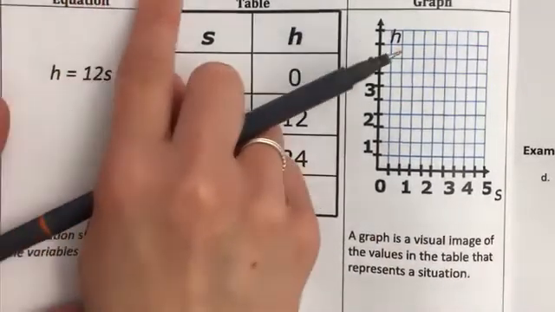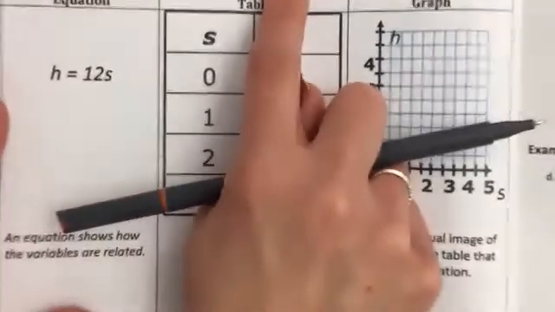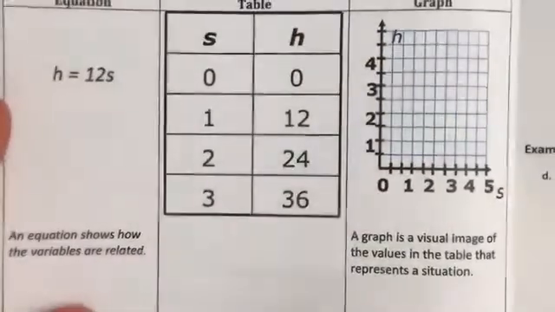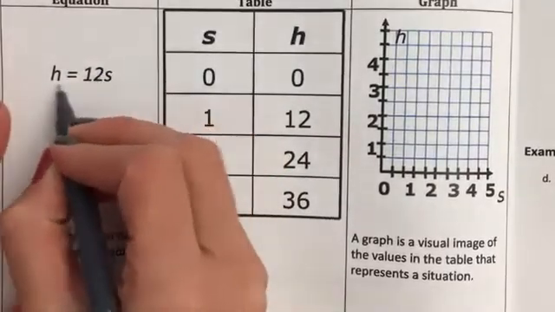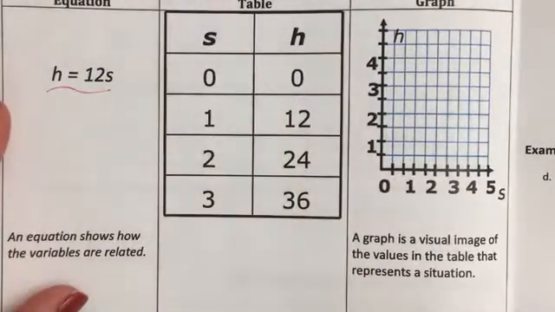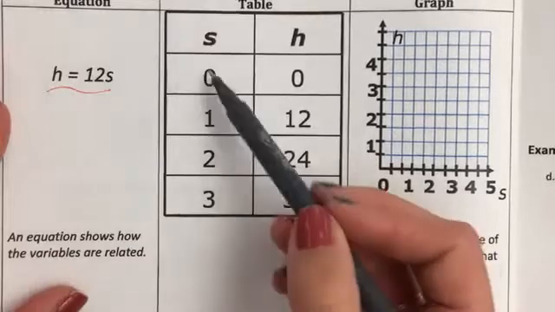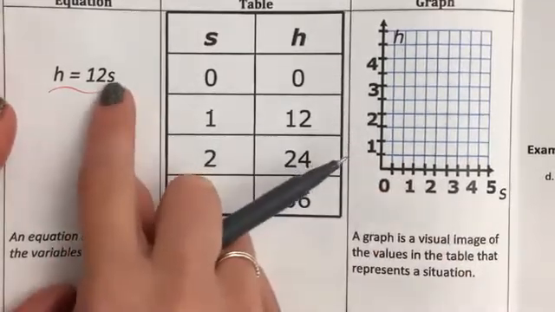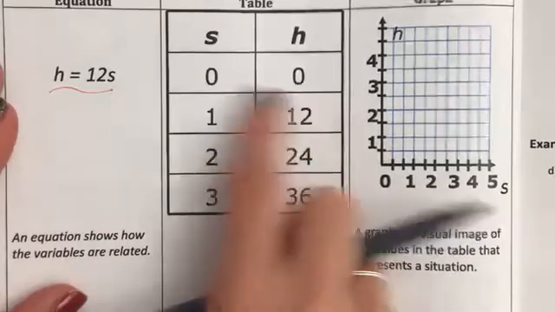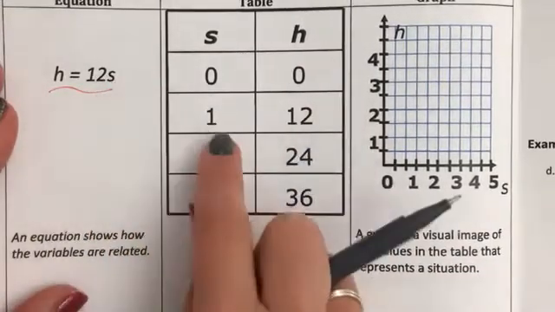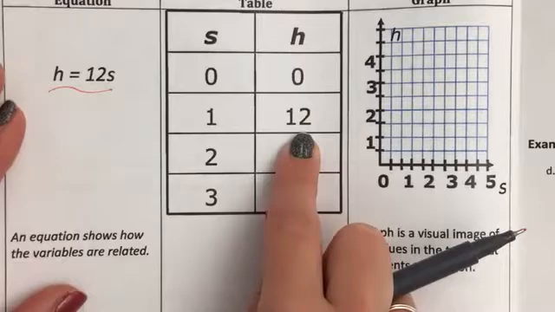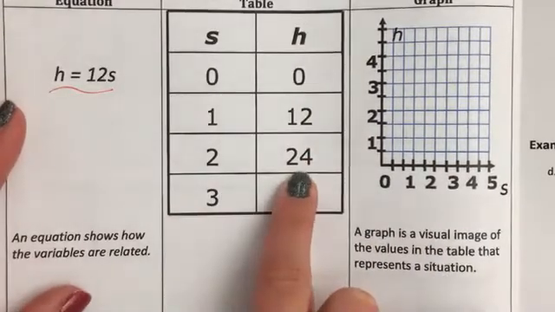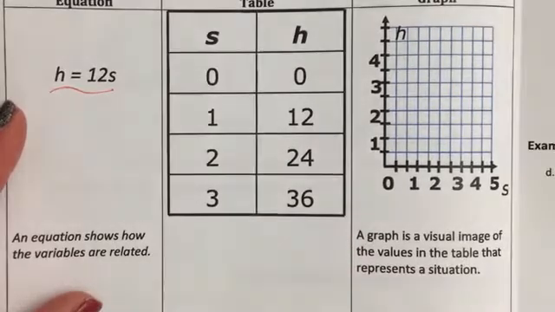It says the height of an airplane s seconds from takeoff is h equals 12s. Make a table and sketch the graph of the equation. So I've kind of done this one for us. This is our equation. They gave us that. Seconds are positive. We're not going to have negative seconds. So I put in 0, 1, 2, 3. So after 0 seconds, we're still on the ground. But after 1 second, we're already 12 feet in the air. After 2 seconds, we're already 24 feet in the air. And after 3 seconds, we're already 36 feet in the air.